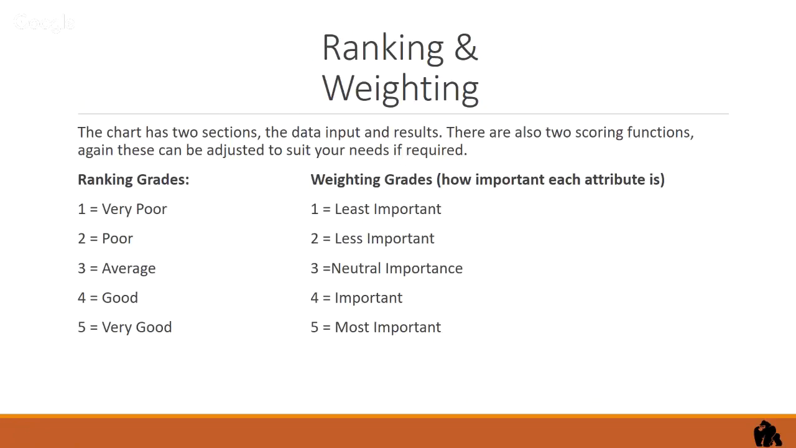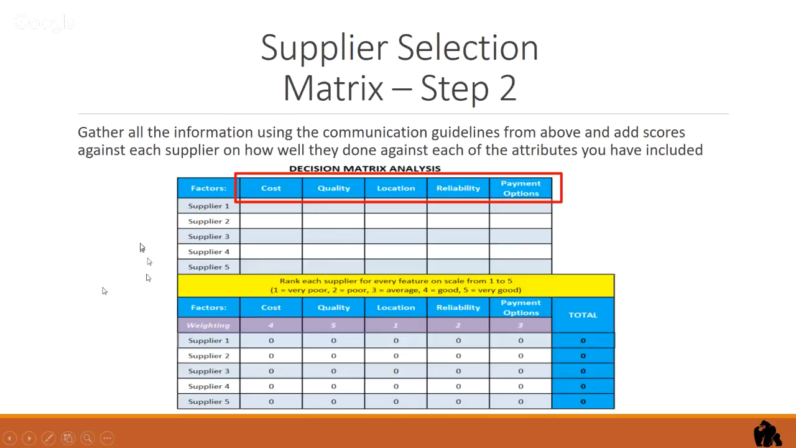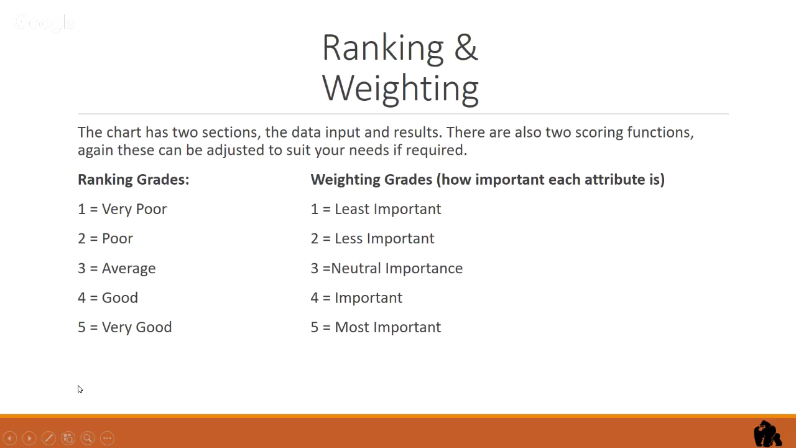So let's have a look and see how we're ranking this. There's 2 sections to this. If I go back, you can see here, we've got the top section. This is where we're going to be adding some of our data, and this is to rank each supplier, okay? We've also got down here in the purple section, weighting. Okay, so let's have a look at these 2 aspects. So the ranking grades: 1 is very poor, 2 poor, right up to 5, which is very good over here.